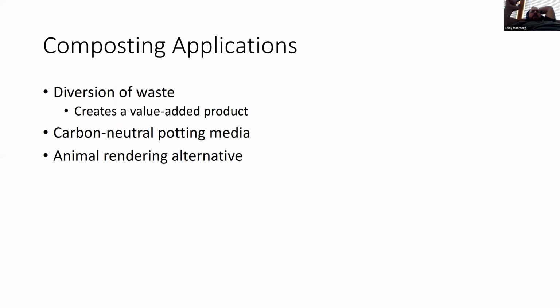Now, if you are interested in landscaping and horticulture, one big advantage of compost is that it is a carbon neutral potting media. And what I mean by that is a lot of the potting medias out there are oftentimes peat that was harvested from a wetland somewhere. And so someone drained a wetland, dug up all the peat, ground it up, and then bagged it up, and they sell it in all of your gardening supply places.